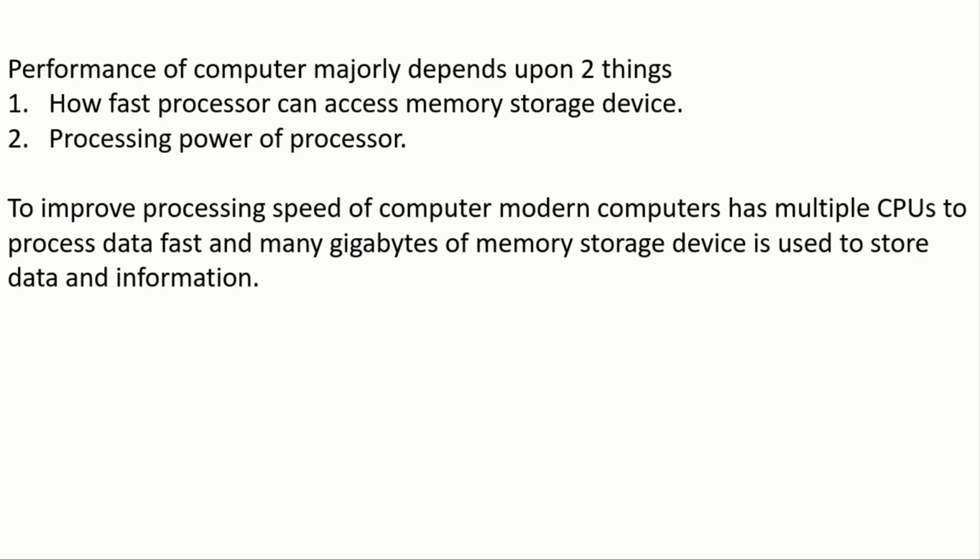Now, to improve processing speed of computer, modern computers have multiple CPUs. For example, we have Core 2 Duo, correct? There are many processors to process data. And similarly, if we want to represent complex data, then it needs large number of bits. To overcome this situation, there are many gigabytes of memory storage in modern computer.